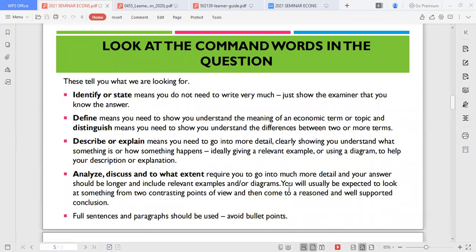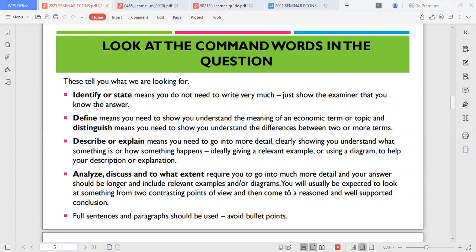They will say identify or state, which means that you do not need to write very much. Just show the examiner that you know the answer. Define means you need to show your understanding of the meaning of the economic terms or topic by giving an example. Distinguish means you need to show your understanding of the differences between two or more terms. All right? So very, very important, people. The command words in economics, very important.